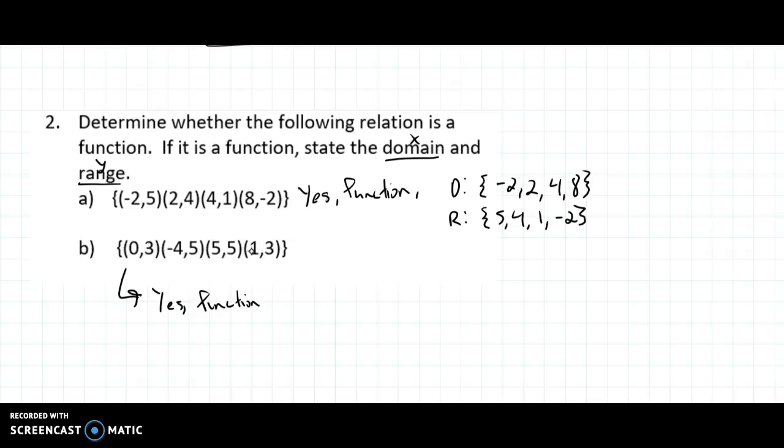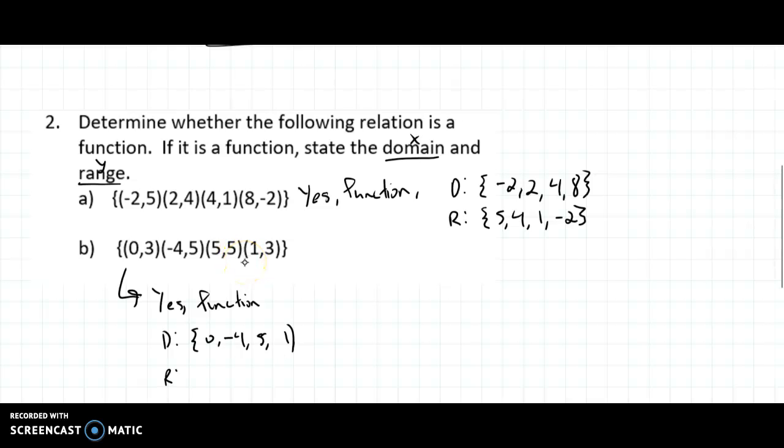You may say to yourself, well, what would make it not be a function? Well, say I also had the point -4, 3. Then that would have 2 y values for -4, and we can't have that. But this one is a function, and its domain is going to be all the x's listed out. So we got 0, -4, 5, and 1.